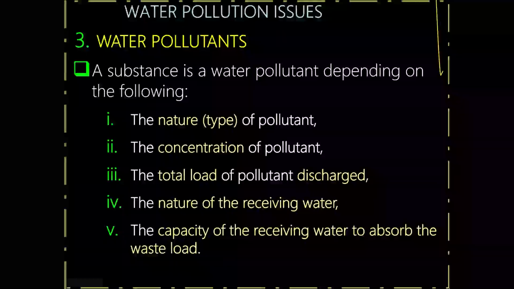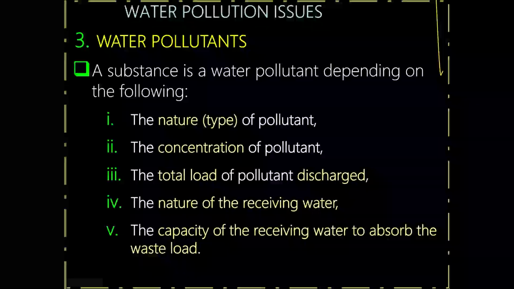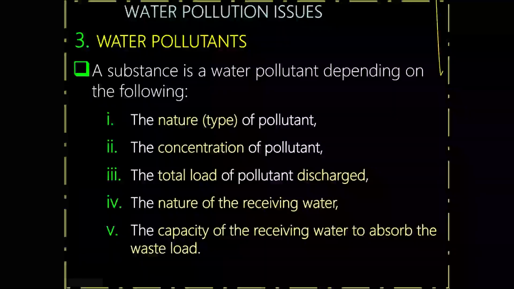No. First, the type of pollutant is important. You can't say you have introduced DDT into water and you don't call it pollutant. No. But even with that DDT, what is the concentration of it? Even if it is organic matter you are introducing to the water, what is the concentration? The total load of pollutant discharge, how much are you discharging into the water body? The nature of receiving water.